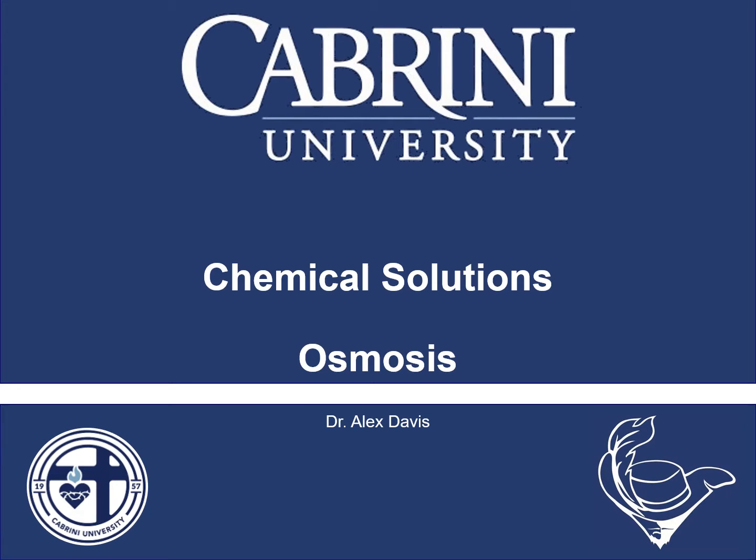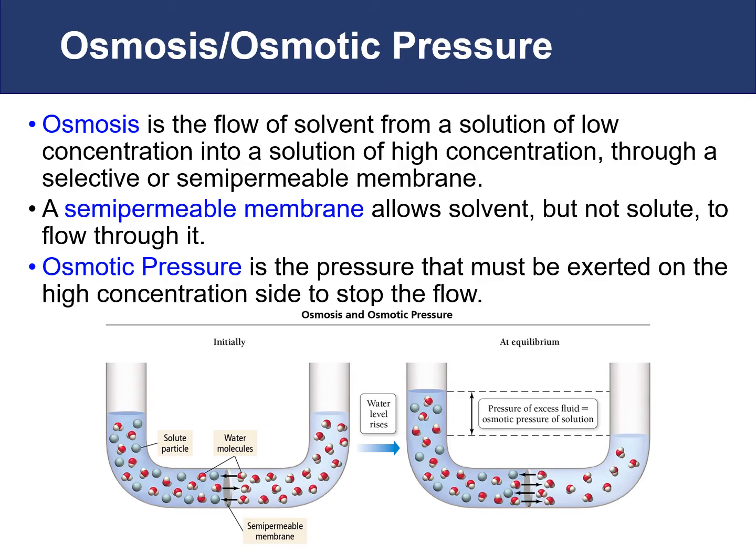In this video, we will be discussing the colligative property known as osmosis and the related osmotic pressure. Osmosis is the flow of solvent from a solution of low concentration into a solution of high concentration through a selective or semi-permeable membrane. A semi-permeable membrane allows solvent, but not the solute, to flow through it. The osmotic pressure is the pressure that must be exerted on the high concentration side to stop the flow.